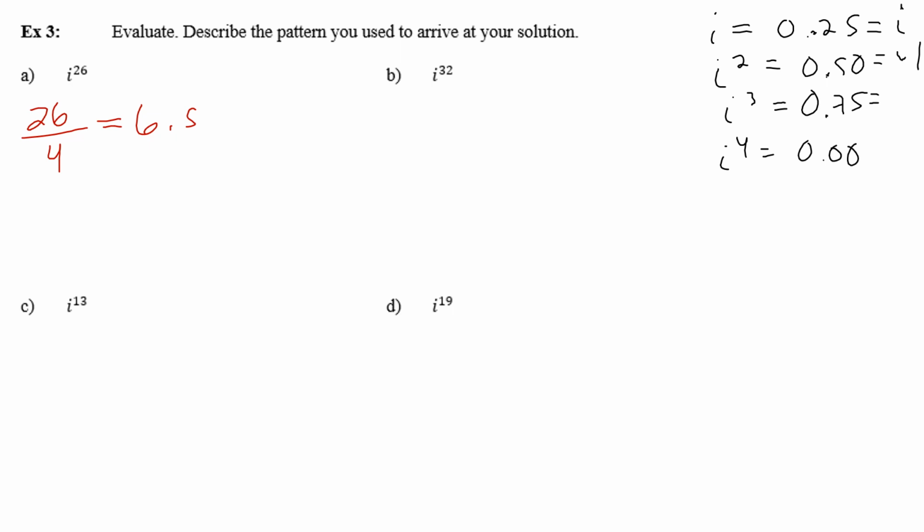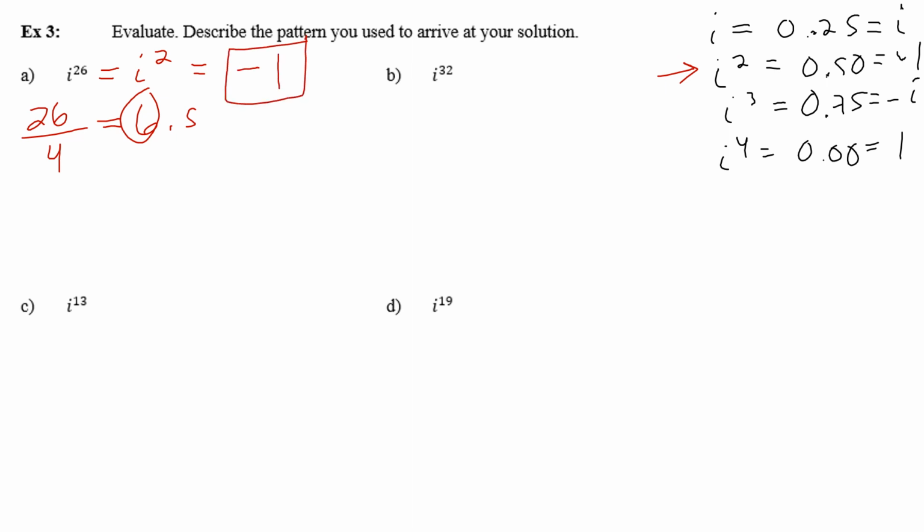I to the 3rd is actually going to give us -i. And I to the 4th is just going to give us a +1. Okay. Now, the whole number 6 tells me that it cycles through the pattern 6 times, but then it lands on 0.5, which is going to be the same thing as I to the 2nd. So I to the 26th is the same thing as I to the 2nd, which is the same thing as -1. That'd be the final answer for A.